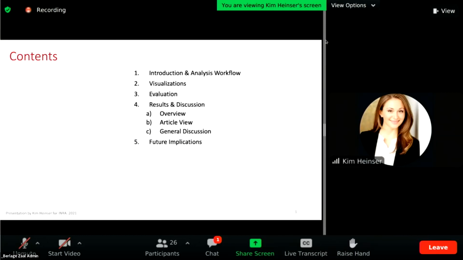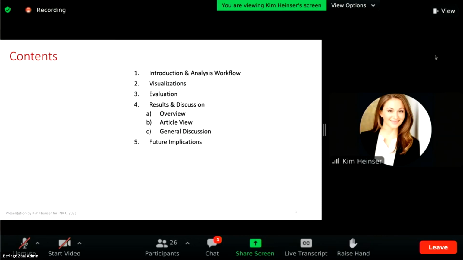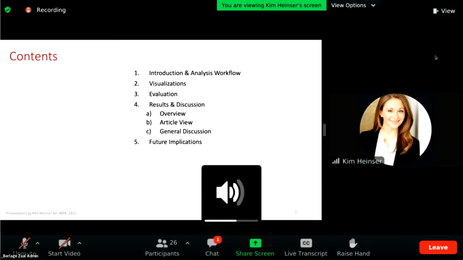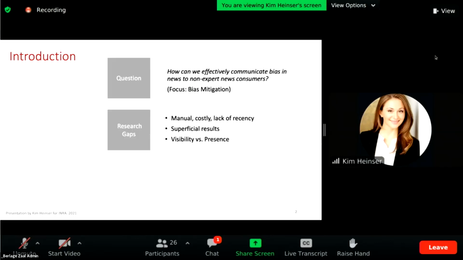So just a brief outline of what I'm going to talk to you about. I'm just going to show you a little bit of our workflow, the visualizations we employed to communicate bias, how we evaluated our system, a little bit of a critical discussion of our results and what we're going to do in the future. So the general question that we asked ourselves was, how can we communicate bias to non-expert news consumers?